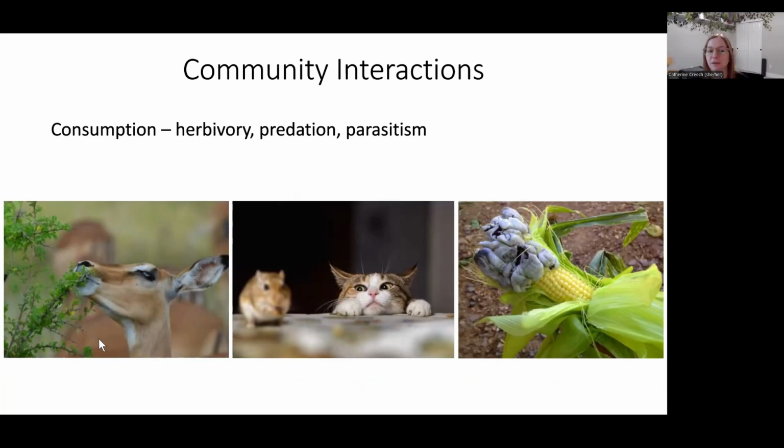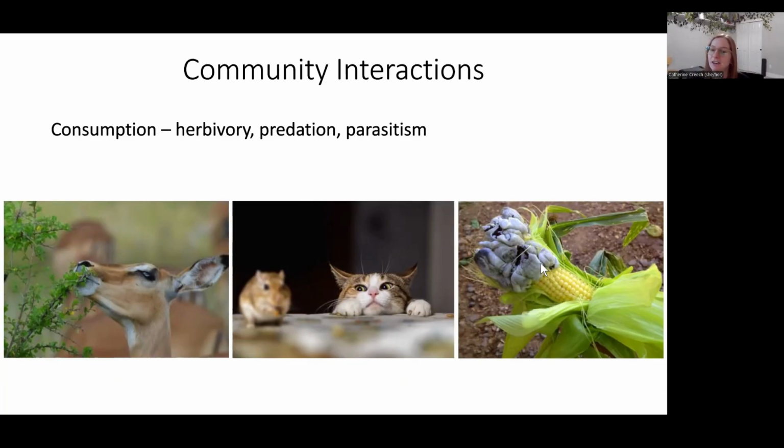Then we have consumption. Here's an example of herbivory. I have an ungulate eating a plant. This ungulate is benefiting. It's going to survive. This plant is hurt. It's going to be harmed. Another example is predation, a cat hunting a mouse, and then parasitism.